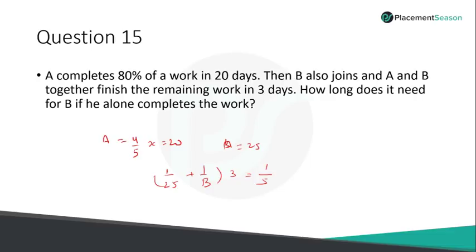So now we need B's value. So B's value is 1 by B. Let's calculate B's 1 day work. So it is 1 by 15 minus 1 by 25.